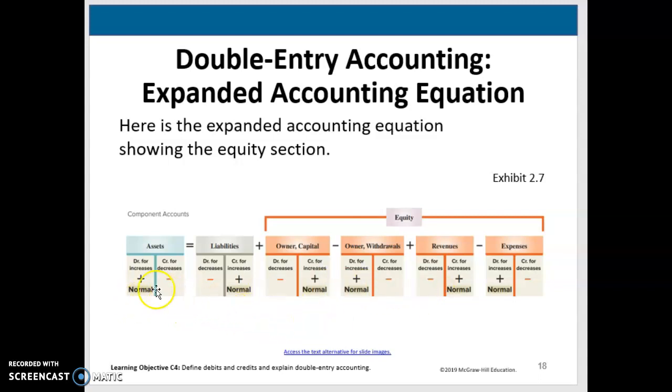It also tells you the normal balance, which is also on the cheat sheet, so that you know what kind of balance you should see in these types of accounts. Assets should have a normal debit balance. Liabilities have a normal credit balance, and so do capital and revenue. Withdrawals and expenses have a normal debit balance, so that's what we want to be aware of.